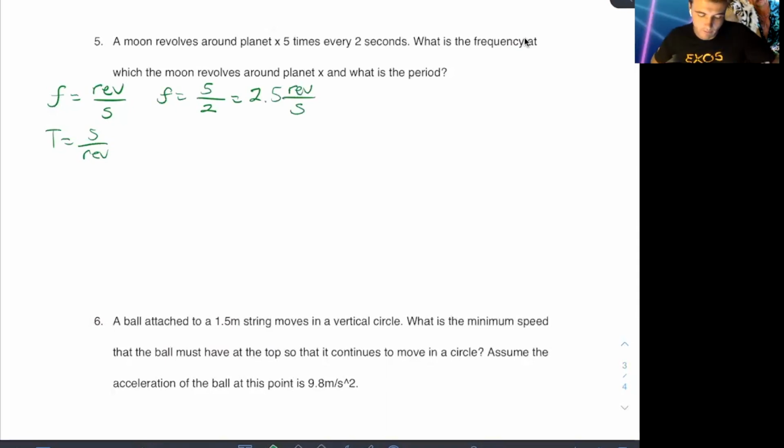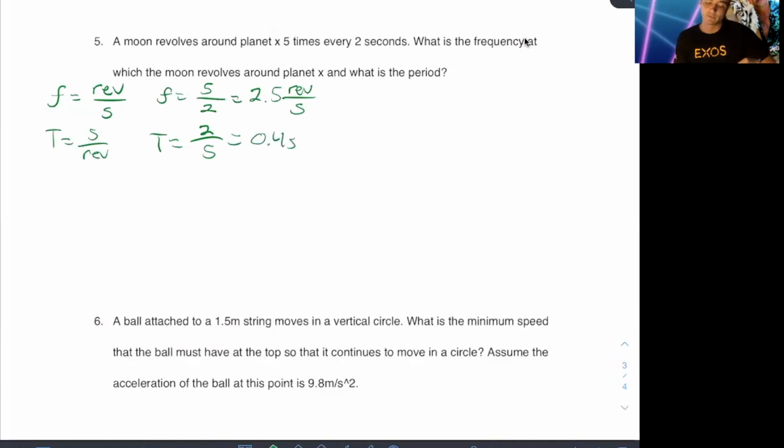So how do we get period here? Period is just how many seconds it takes to do one revolution. So if we just flip these, it takes 2 seconds to do 5 revolutions, then we get a period of 0.4 seconds.